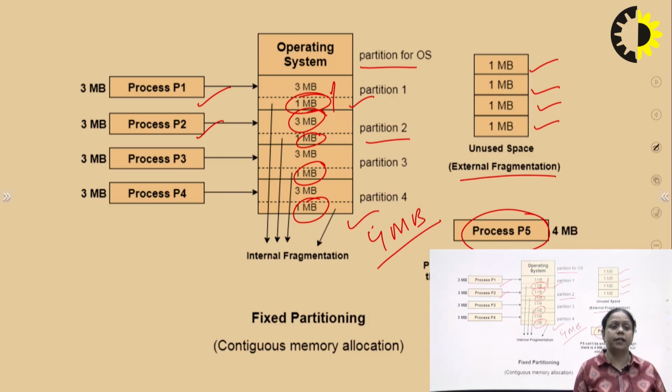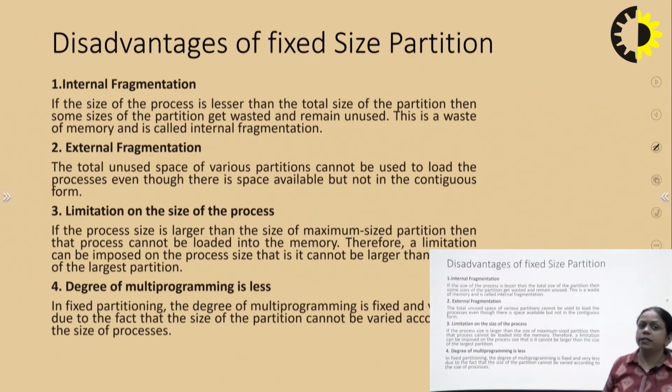So we have understood the meaning of internal fragmentation and the meaning of external fragmentation here. Now the disadvantages of fixed size partition, the technique which we have already discussed. The first disadvantage is internal fragmentation. If the size of the process is lesser than the total size of the partition, then some of the partition gets wasted and remains unused. This is a waste of memory and is called internal fragmentation.